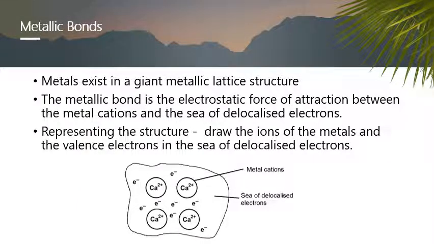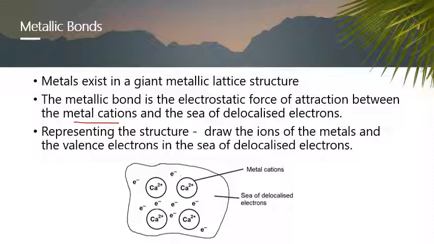Metallic bonds. Metals exist as a giant metallic lattice structure. It's a lattice structure because it's a regular arrangement of all the cations. The metallic bond is the electrostatic force of attraction, same for all bonds, between the positive metal cations, in this case we have Ca2+, and the negative sea of delocalized electrons.